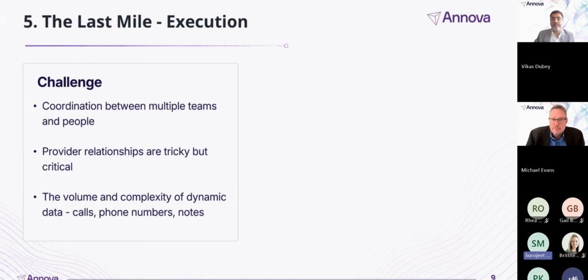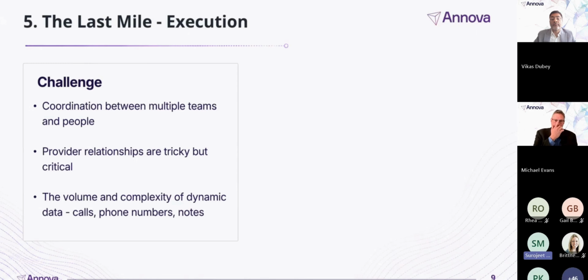Because in the end, retrieval is thousands of small human interactions, and the quality of those interactions is not a strategic question. It's an operations discipline question. So let's talk about the challenges. Number one, coordination between multiple teams and people. Provider relationships that are tricky but critical. And the volume and the complexity of dynamic data, calls, phone numbers, notes, etc.